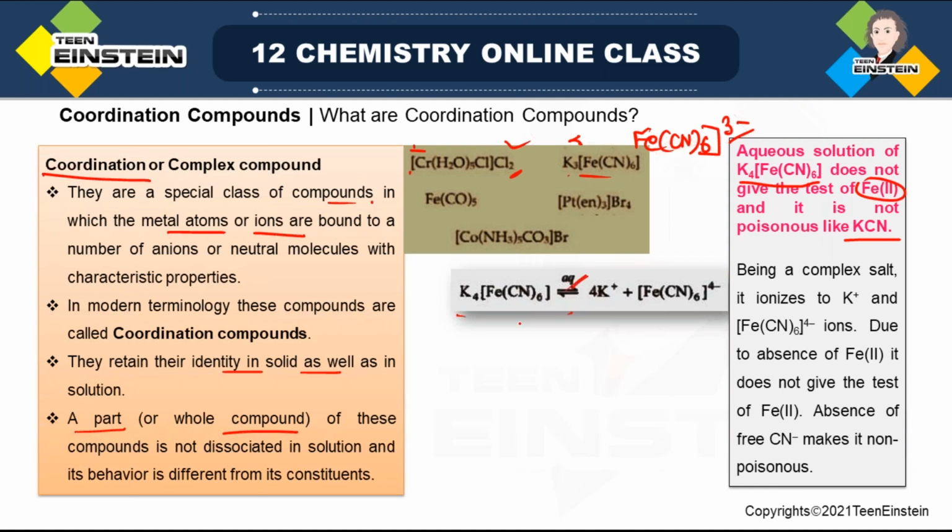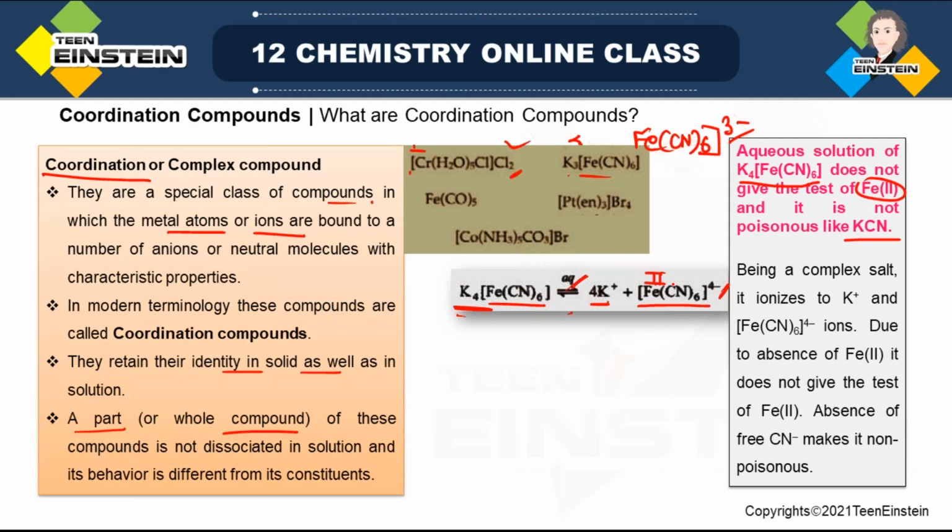K4[Fe(CN)6], when you are taking it in aqueous medium, only you will get 4K+. But this moiety will not be dissociated, it will remain like this. And as there are 4 positive charges, there will be 4 negative charges. Fine. So Fe, though it is having oxidation state 2+, is not dissociated.